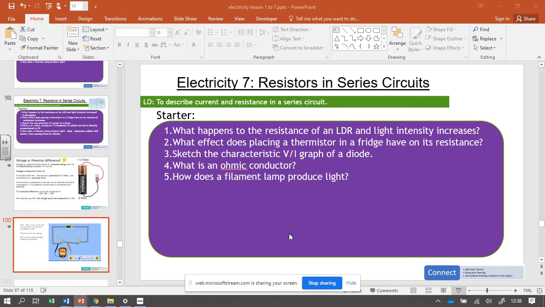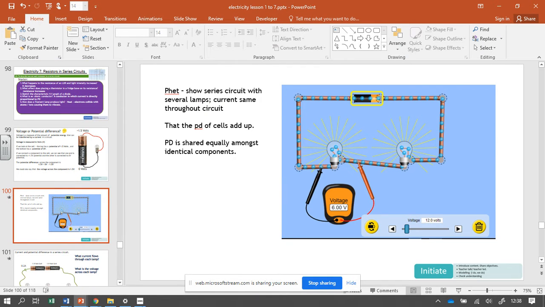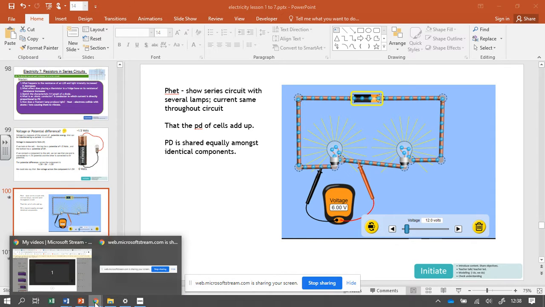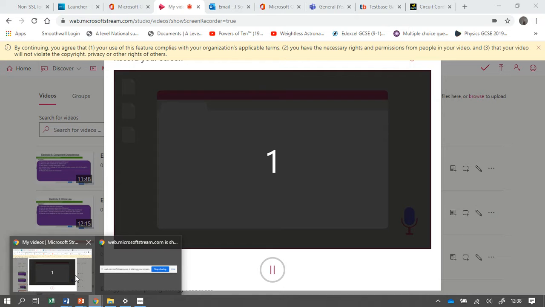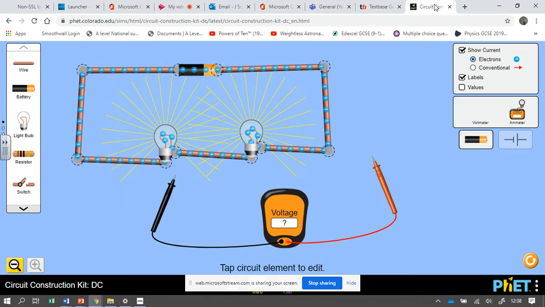I'll show you a little circuit and do a little bit of talking. Where's my thing gone? Don't want that. I want that. There we go.